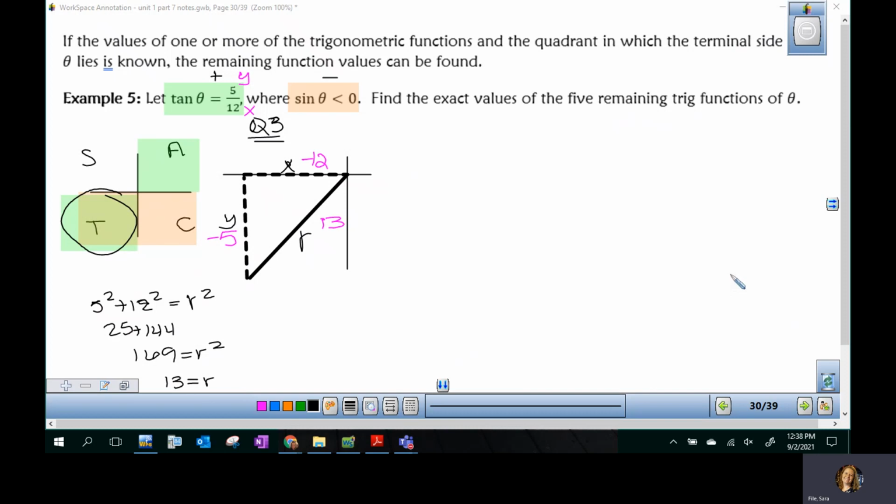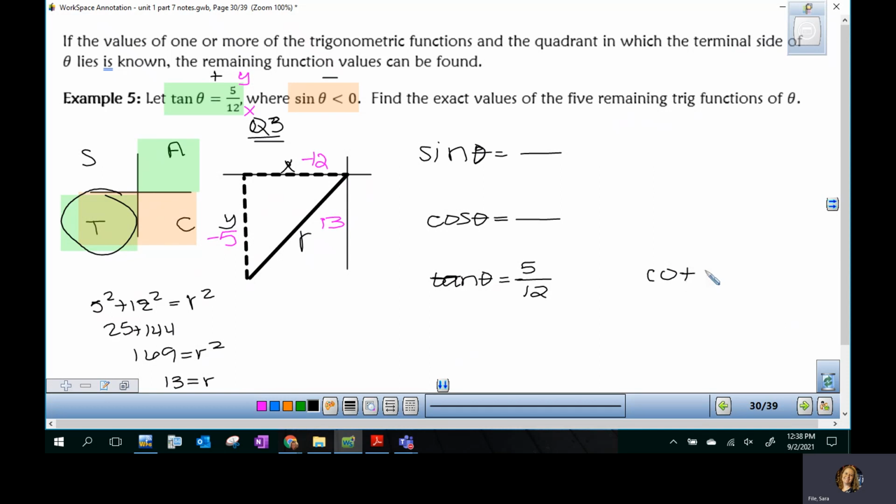I'm going to write all 6. One of them is already given, so it's easy to fill in. I'm going to do sine, cosine, and tangent. Let me go ahead and do tangent: 5/12. That was the given. And go ahead and do cotangent, because that's the reciprocal of the given. Just flip it. It's 12/5. Done and done.